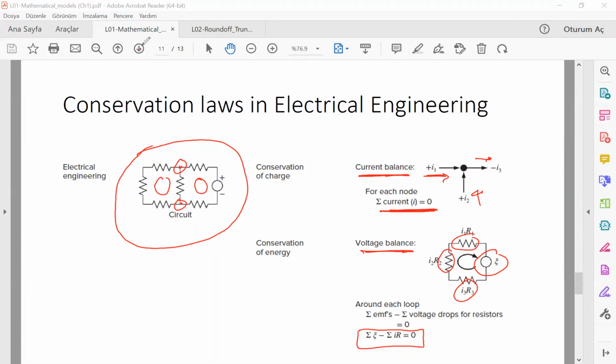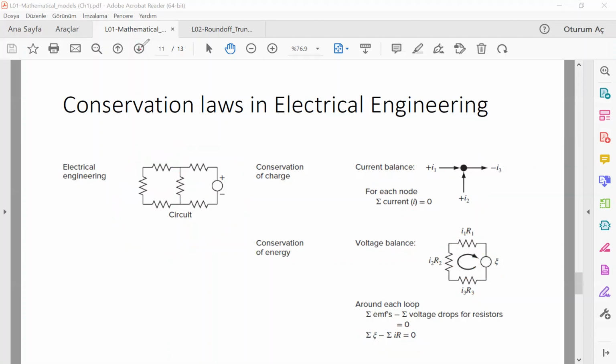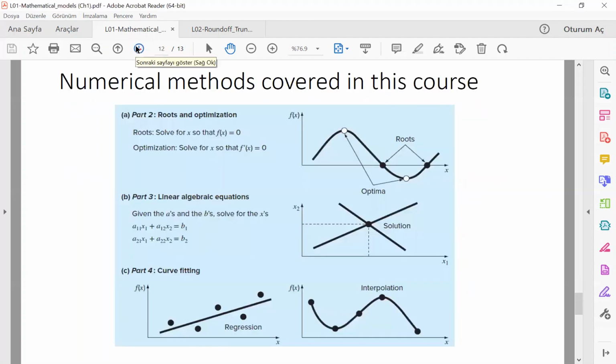So now, what are we going to cover in this course? I just want to list them in two slides here. In part 2, we'll have roots and optimization. Roots is about calculating x values where any function f of x becomes zero.